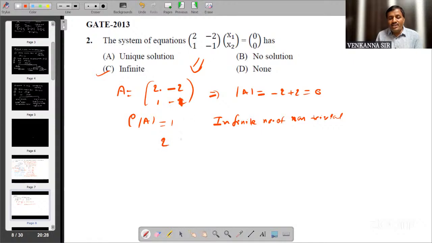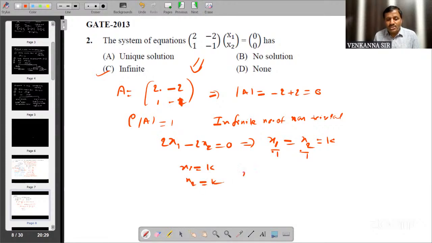If you write the equation here, 2x1 minus 2x2 is equal to 0. From this, x1 equals x2. See, two unknowns are there. For solving two unknowns we need two equations, but there is only one equation. So you can equate x1 by 1, x2 by 1 equal to k. So x1 is k, x2 is also k. So the result of (x1, x2) we are getting here is (k, k).